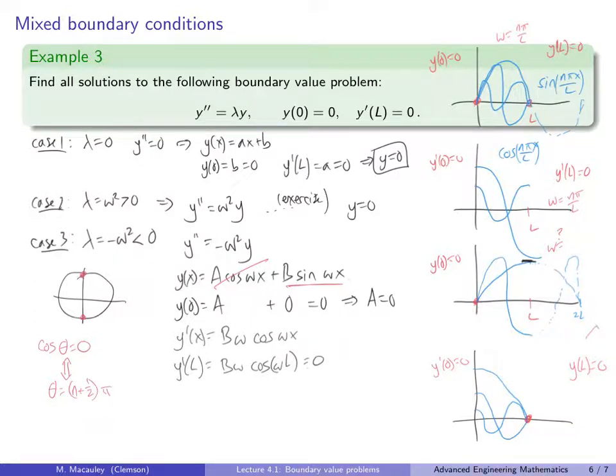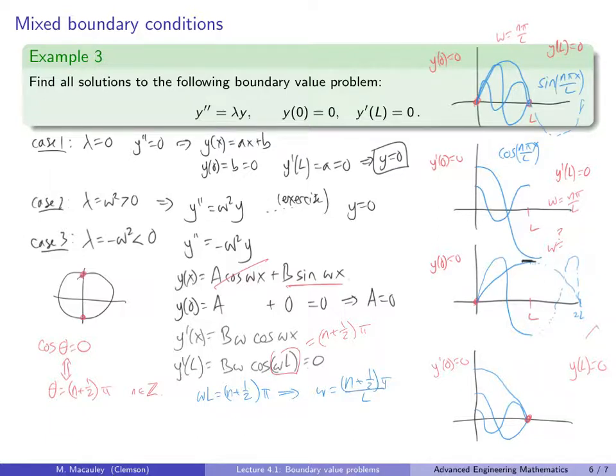Now it would be wrong to say n over 2, because that would pick up these whole multiples of pi as well. We don't want that. We want only the half integers. So this holds for any integer, positive or negative or 0. Okay, so this omega L has to be equal to n plus 1/2 pi. So in other words, we get omega L is n plus 1/2 pi. But now we can definitely say that omega equals n plus 1/2 pi over L.